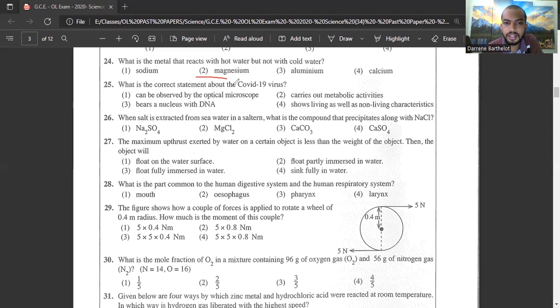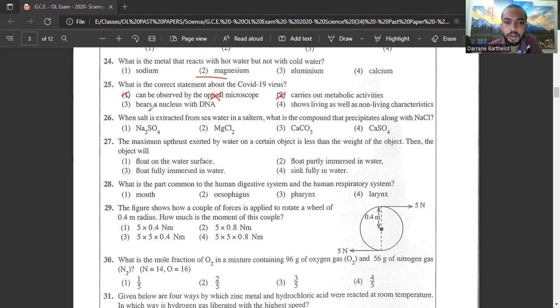25. What is the correct statement about the COVID-19 virus? It can be observed by the optical microscope. That is wrong. Optical means a normal compound microscope. You cannot see it. You need an electron microscope for that because it's a virus. Then answer number 2, carries out metabolic activities. That's also wrong. Viruses don't have any metabolic activities of their own. So the second one is also wrong.